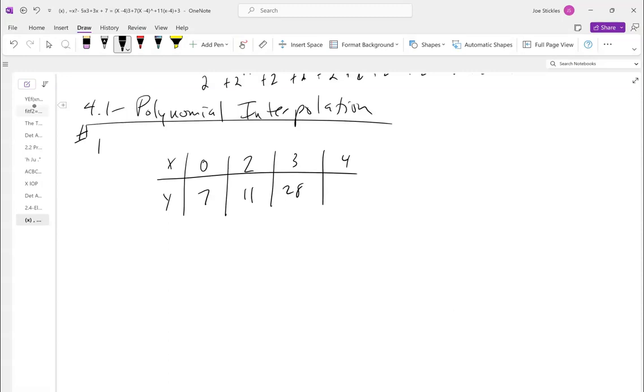X values are 0, 2, 3, and 4. Y values are 7, 11, 28, and 63.